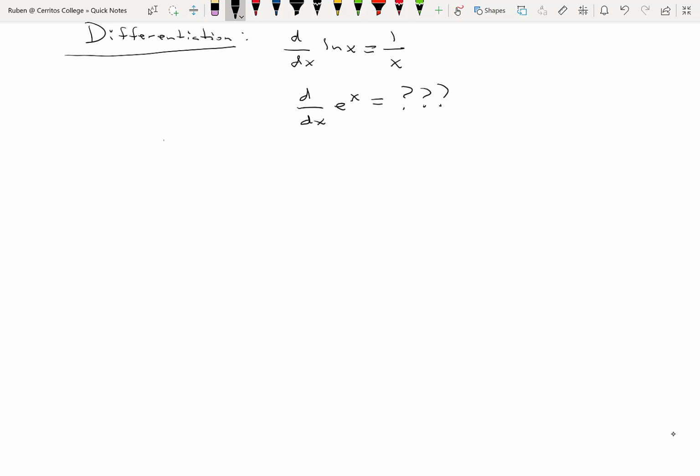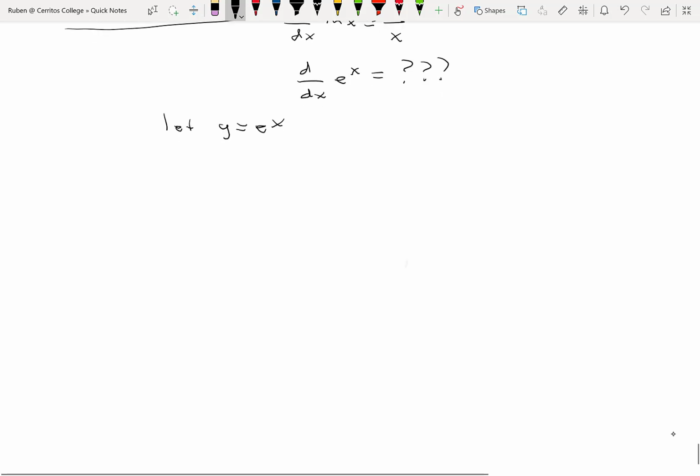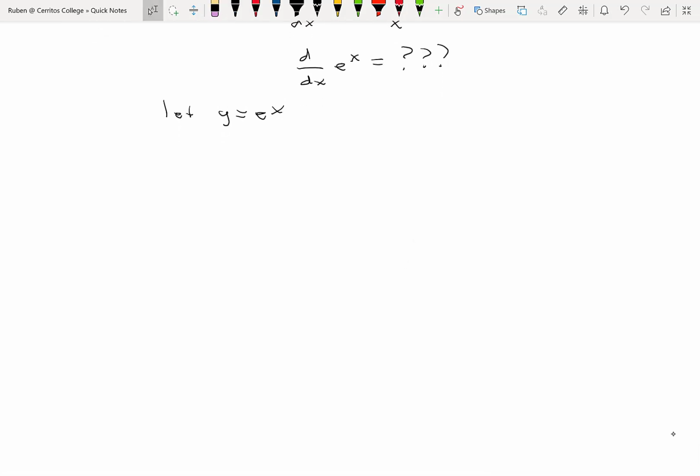So let's do it. Let y equal e to the x. So I want y prime. But I'm going to use the fact that I already know what the derivative of the logarithm of x is. So I'm going to change this equation to its logarithm form. Easiest way to do that, I think, is just take the natural log of both sides. You get ln y equals natural log of e to the x, which is just x. Now take the derivative of both sides with respect to x implicitly.